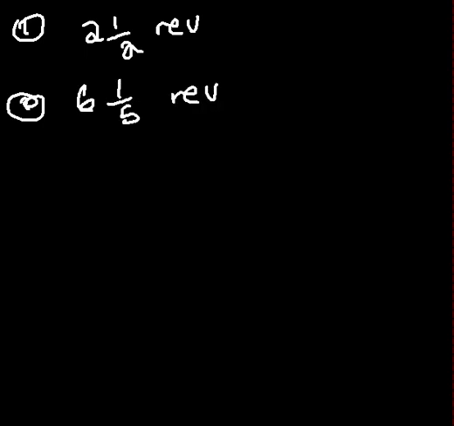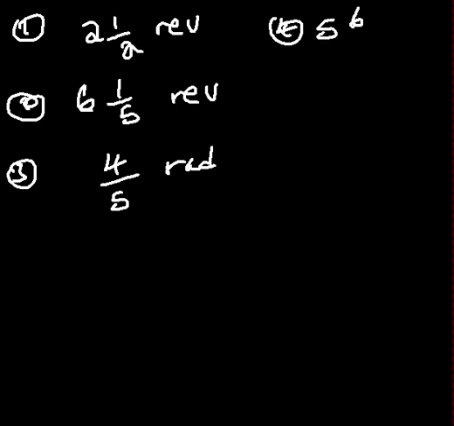Let's say if we have 1/2 pi, and let's say if we have 1/5 pi, we should have them in degree measure. And let's say if we have 4/5 rad, we should have it in degree measure. And let's say if we have 6/7, we should also have it in degree measure as well.